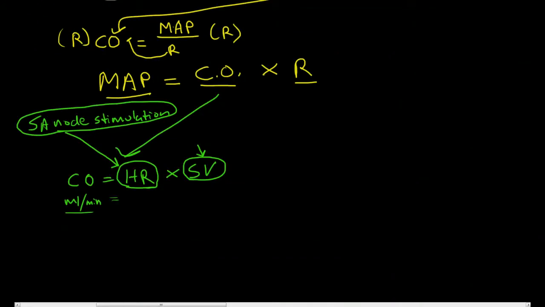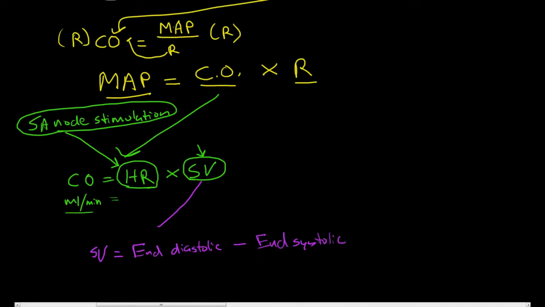So stroke volume is fairly simple. Stroke volume equals end diastolic volume in the ventricle minus end systolic volume.